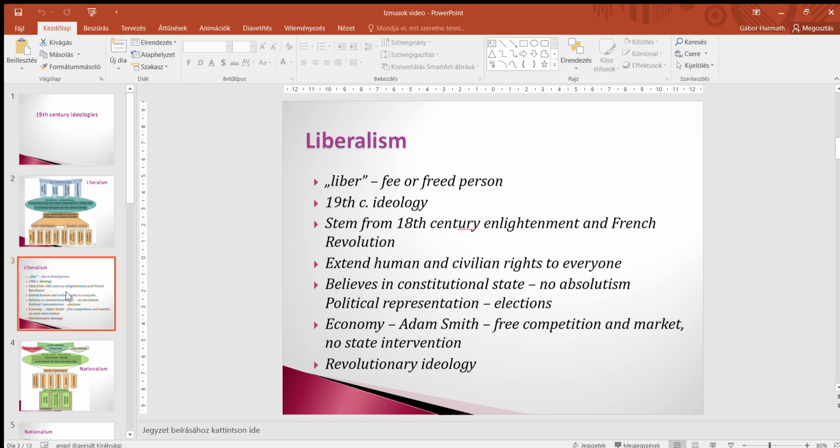on the lessons. They also believe that there is political representation needed, so elections must be held and countries must have constitutions, and actually we don't need power over the people. In economy, Adam Smith talks about free competition and free market, so no state intervention in economy. So this is also about freedom. So liberalism wanted this. This is called a revolutionary ideology because revolutions of the 19th century, like in 1848, they all wanted liberal changes.